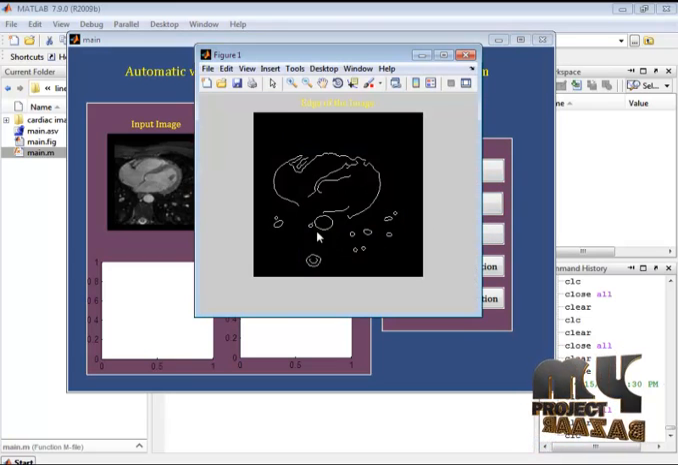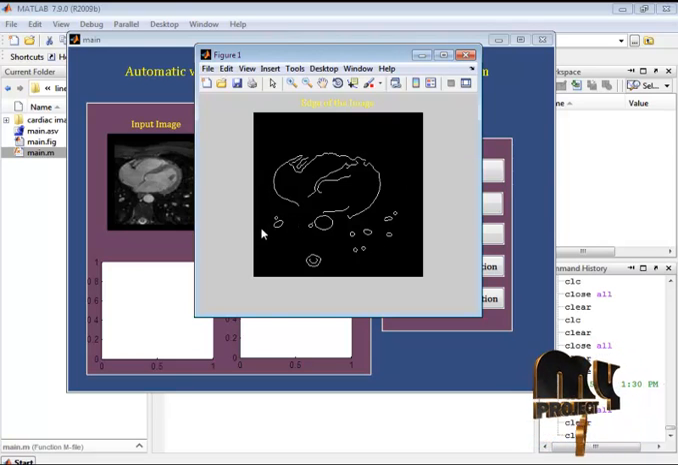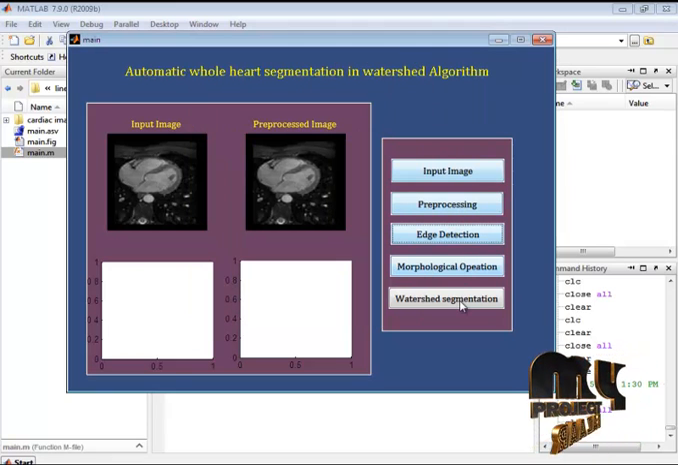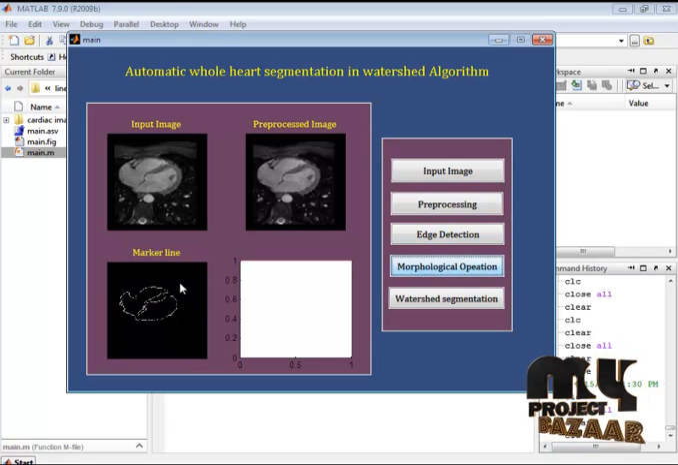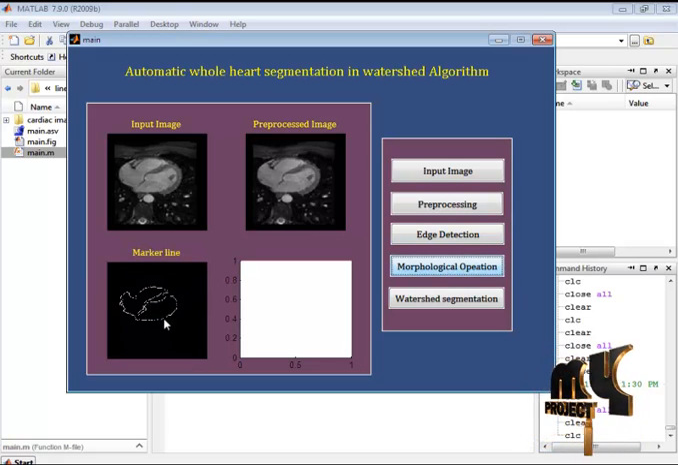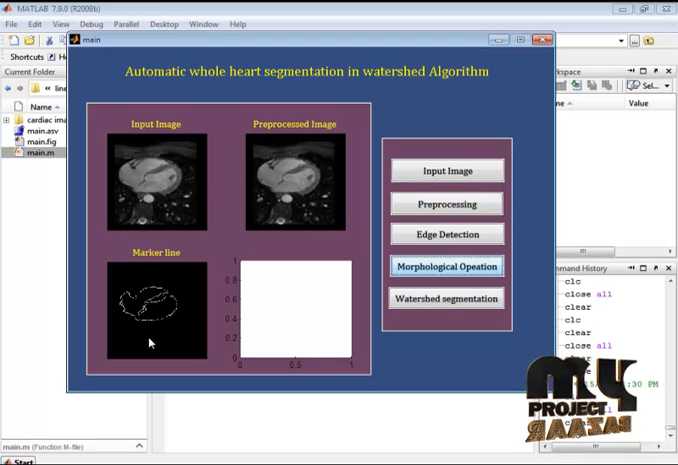This is the edge detected image of the input cardiac image. It is the Canny edge detection method. After that it will go to the morphological operation. Morphological operation is used to remove the unwanted lines from the image. So this is the unwanted line removal image, which is called the marker line. It will be the input to the watershed line.